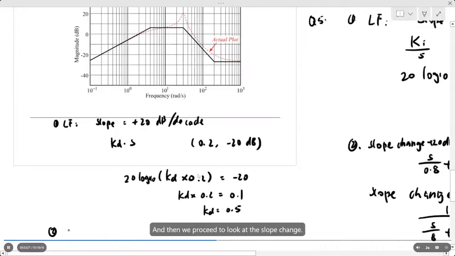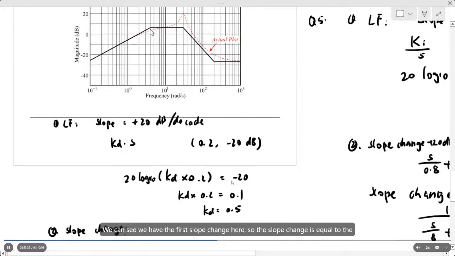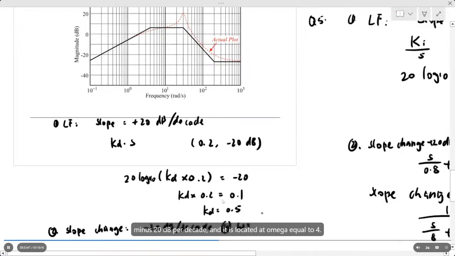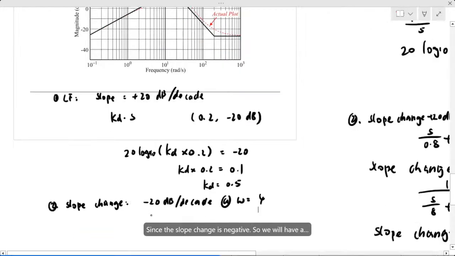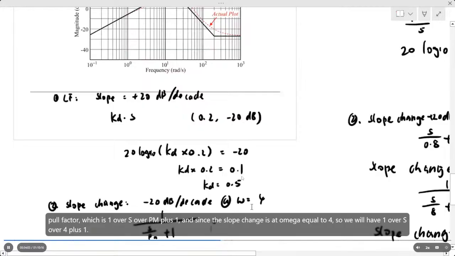And then we proceed to look at the slope change. We can see we have the first slope change here. The slope change is equal to minus 20 dB per decade, and it is located at omega equal to 4. Since the slope change is negative, we will have a pole factor, which is 1 over (s over ωp plus 1). Since the slope change is at omega equal to 4, we will have 1 over (s over 4 plus 1).